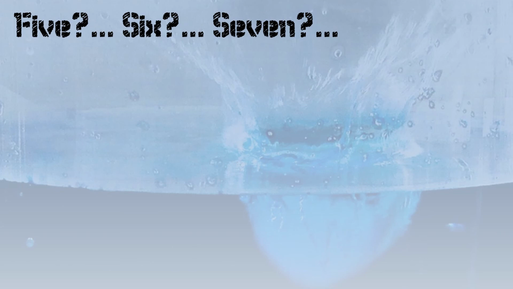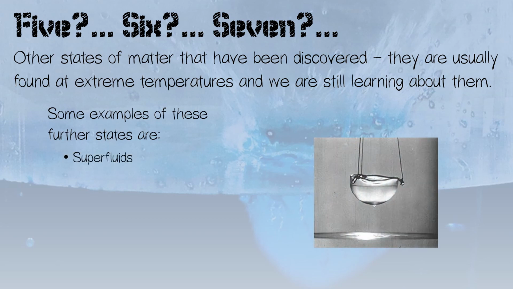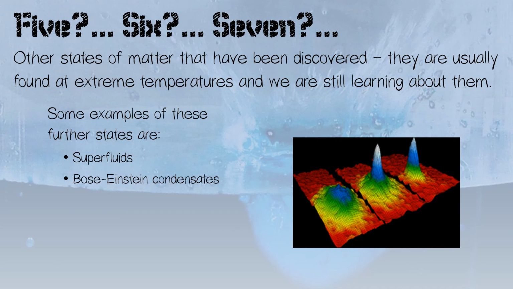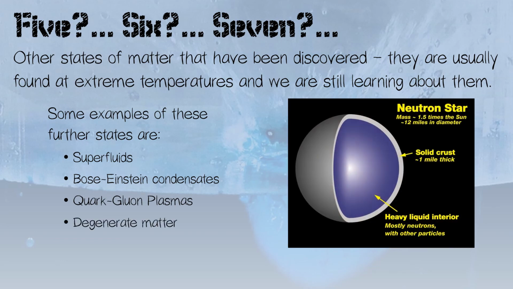Other states of matter have been discovered. They are usually found in very extreme conditions like high or low temperature or pressure, and we are still learning about all of them. Some examples of these further states of matter are superfluids, Bose-Einstein condensates, quark-gluon plasmas, and something which is called degenerate matter, which is found in neutron stars.